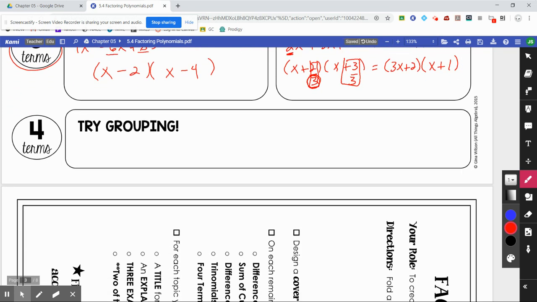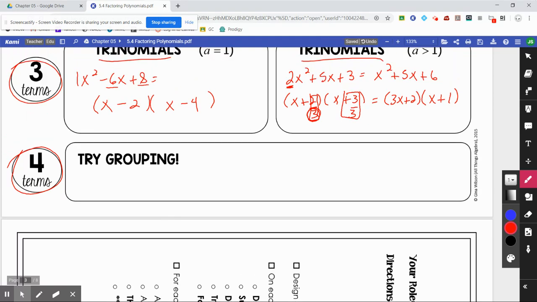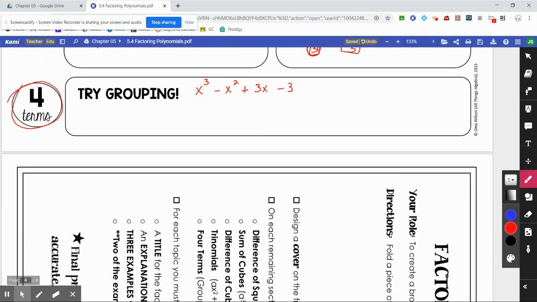And then if there are four terms, the last option, we have just 2, 3, or 4. That's all we can factor right now. We're going to try factoring by regrouping. And here's an example of that. If you have four terms, we're going to try, and this doesn't always work, but we're going to try to group the first two and the last two terms together.